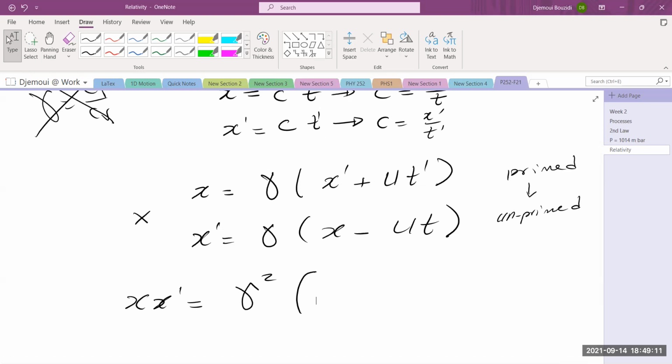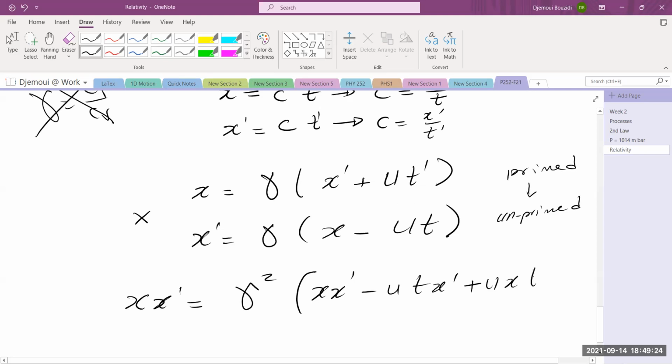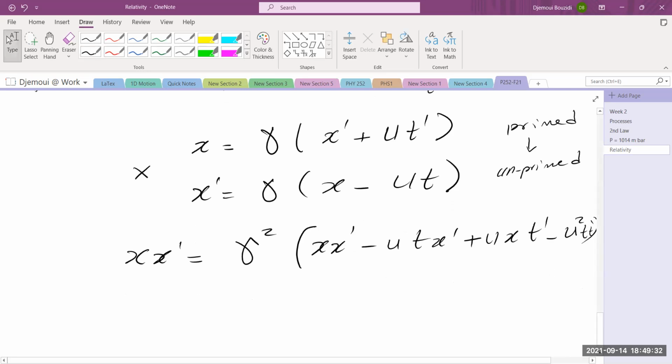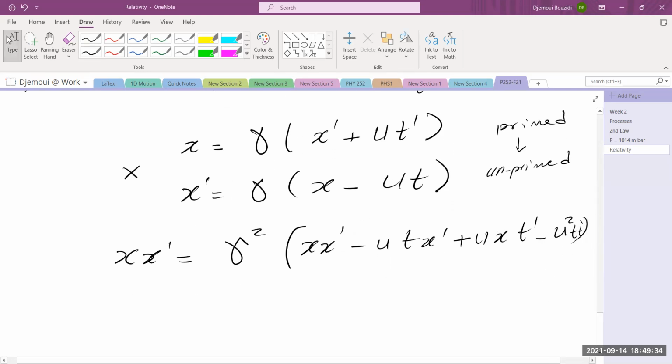So I'm going to multiply side by side. Well, X times X prime is X X prime. Then X prime times UT, so it's minus UT X prime. And then I have X times UT prime, so it's going to be UXT prime. And finally, I have UU, which is negative U squared TT prime. So that's basically what this says. This is true all the time, no matter which event you're looking at.